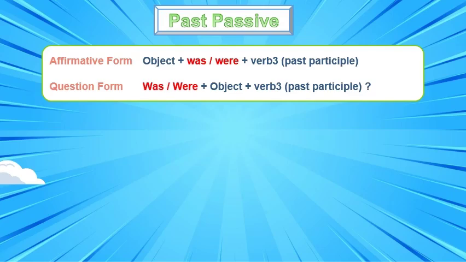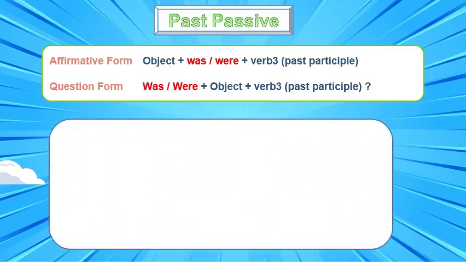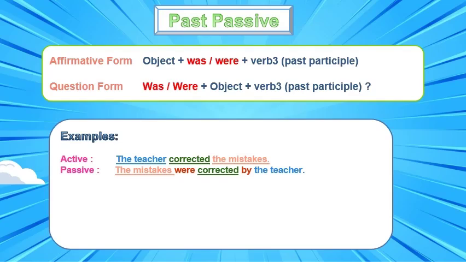Number one, the teacher corrected the mistakes. Here the sentence is in the past. Okay, so I will change it to the passive. I will start with the mistakes, the object. Mistakes, singular or plural? So I added were. Correct, I want to change it to the past participle. It will be corrected, and I will add by and add the subject at the end.